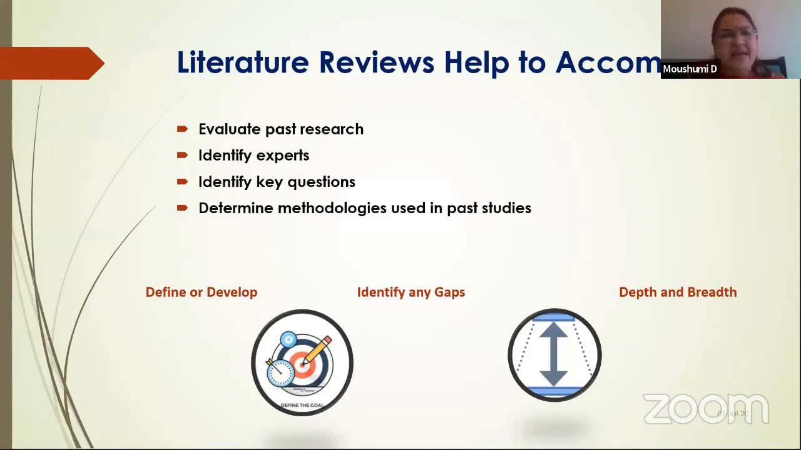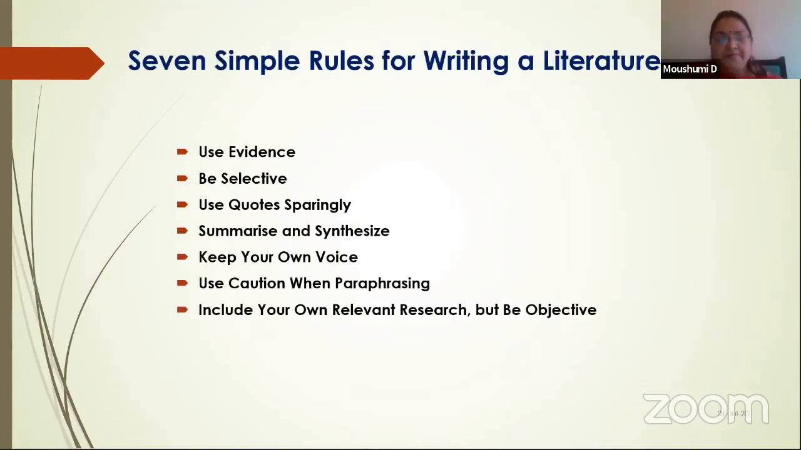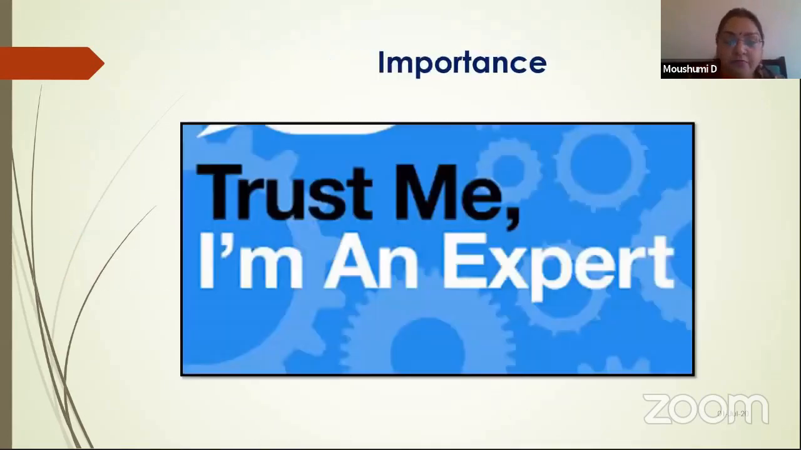Literature review, I can say, covers the depth and breadth of any research. Then only your research becomes proper. So, friends, let us find out what are the 7 main rules of writing a literature review.